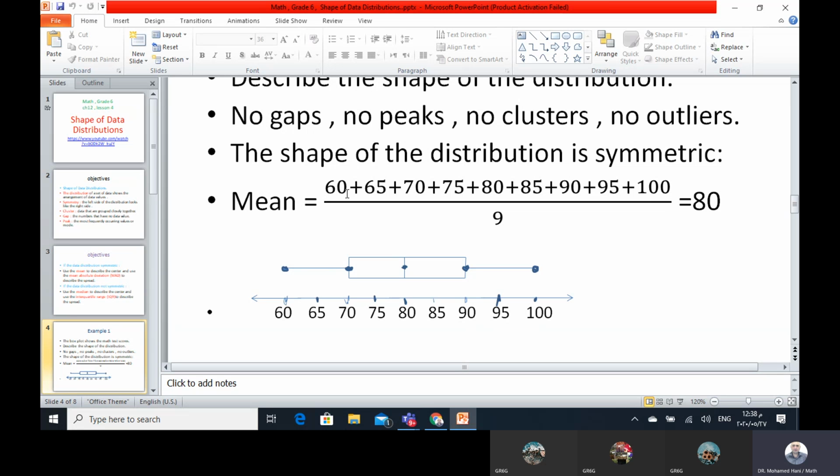Take each number here minus the mean, in absolute value. For example, 60 minus 80 will be minus 20. In absolute value, it will be 20. 65 minus 80 is minus 15, in absolute value 15. 70 minus 80 is minus 10, in absolute value 10. And here 75 minus 80 is minus 5, in absolute value 5. 80 minus 80 is 0. And here, the same idea.